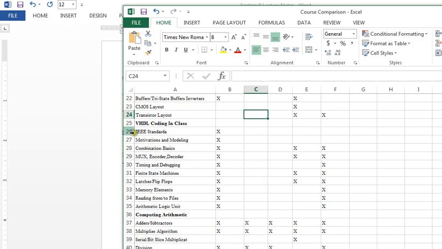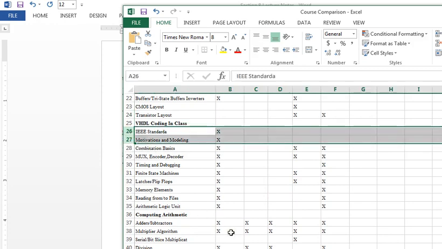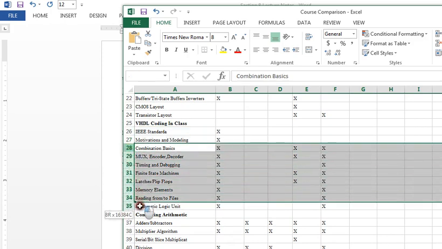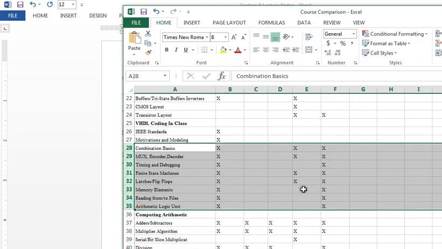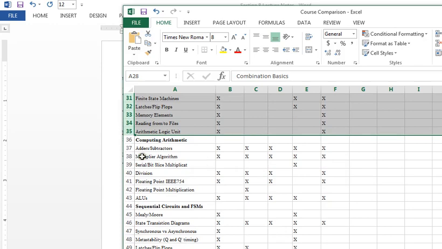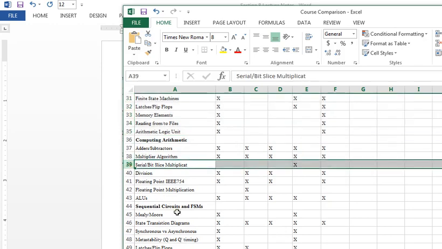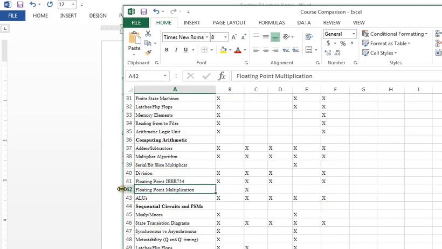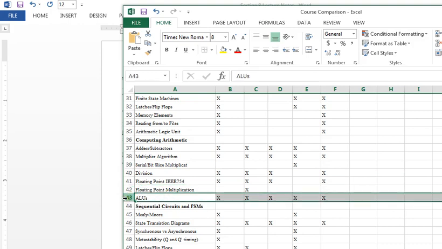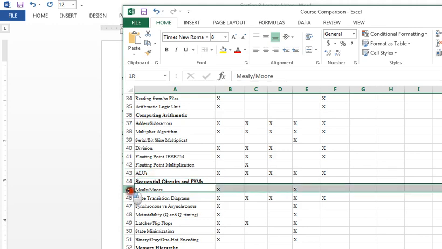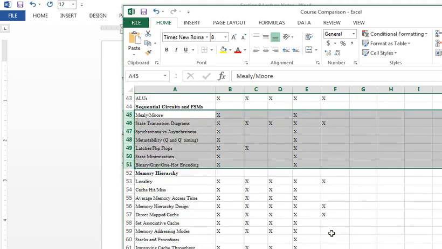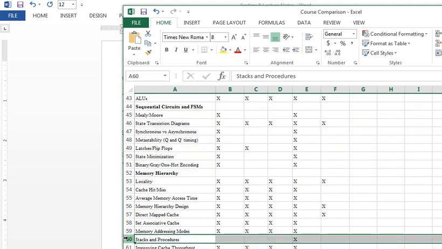So VHDL, we're the only class in the country to actually go into IEEE standards and motivations and modeling. 1164, but everything else is covered in projects. Computer arithmetic: we didn't really go into serial and bit slice multiplication, but we did do signed multiplication. Floating point, we didn't do floating point multiplication, and every class, of course, designs their arithmetic logic units. Just like MIT, we all did the same finite state machine stuff. We didn't really go into stacks and procedures. I was planning on doing it, but I wanted to focus more on coding principles after I got feedback from you about course material.